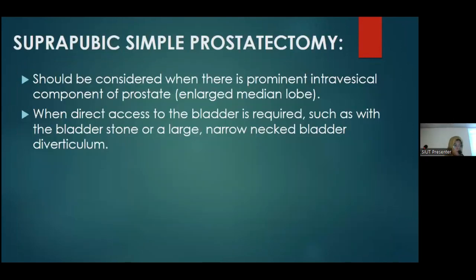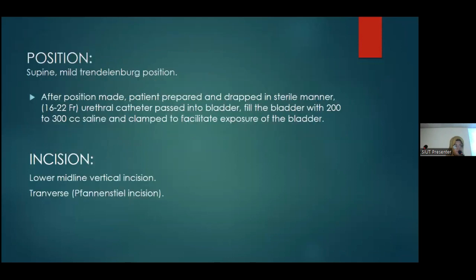After retropubic prostatectomy, the second approach is suprapubic simple prostatectomy. The suprapubic simple prostatectomy should be considered in patients with an intravesical component of the prostate, that is, an enlarged median lobe, or with the presence of a bladder stone or a large narrow-necked bladder diverticulum.